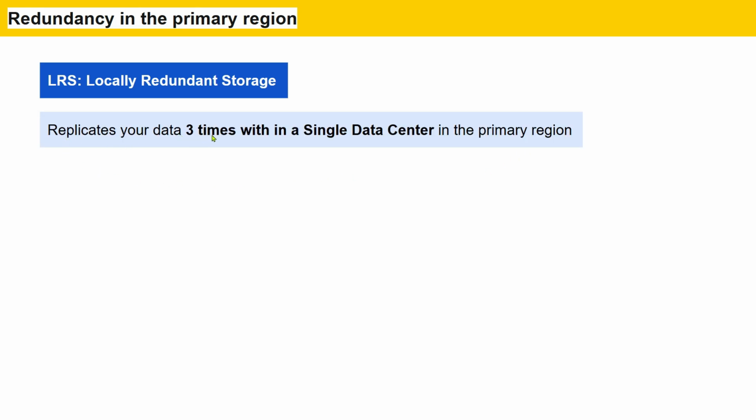It replicates your data 3 times within a single data center in the primary region. For example, what is the name of the primary region we saw? Pune. Now, Pune as a city might have multiple zones. Within the city, in one place there is one data center, in another place of the city there is another data center, and in another place there is yet another data center.